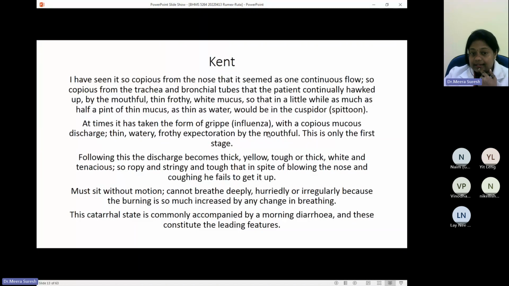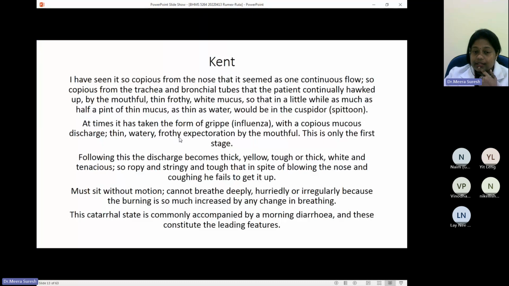In the first stage, he says this similar condition we can see in case of influenza, whether there is nasal complaints or the catarrhal condition, the copious mucus discharge. So in the first stage, it will be thin, watery, frothy, etc. As we say even in pharyngitis or the first stage of inflammation, when the mucus is very much thin and watery.